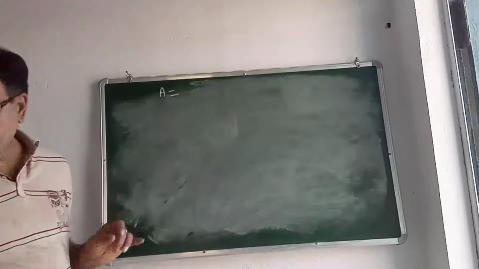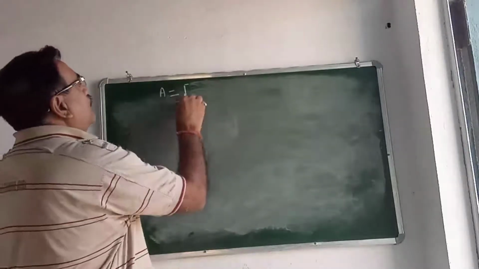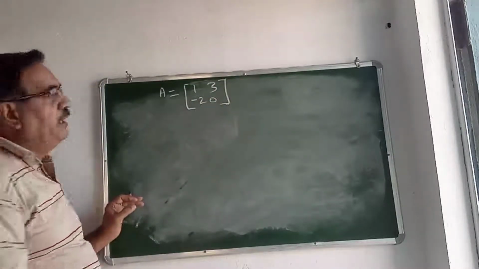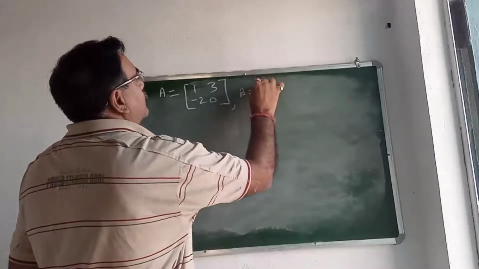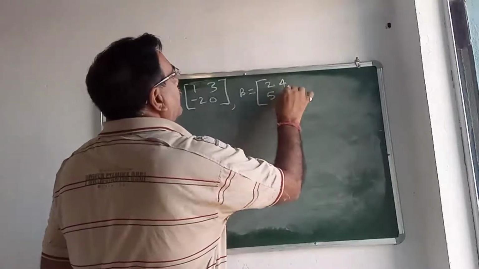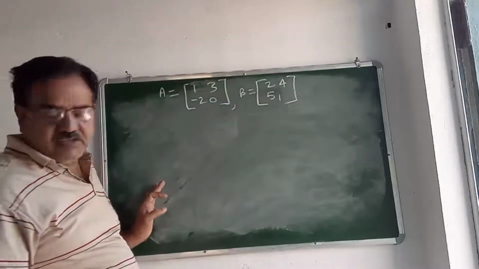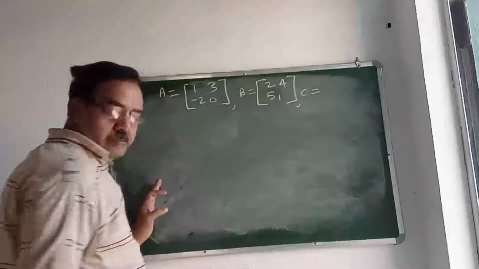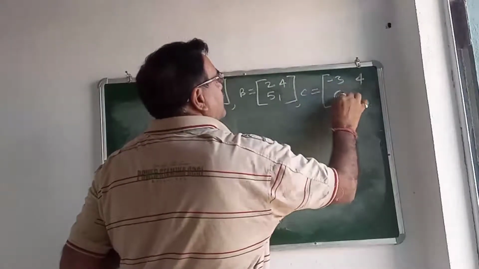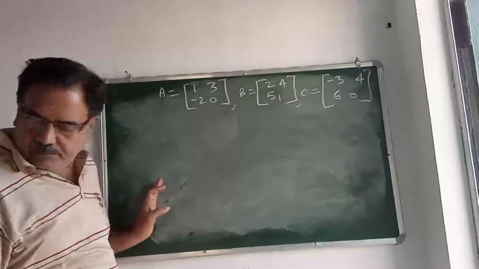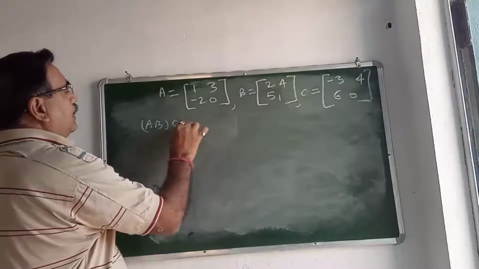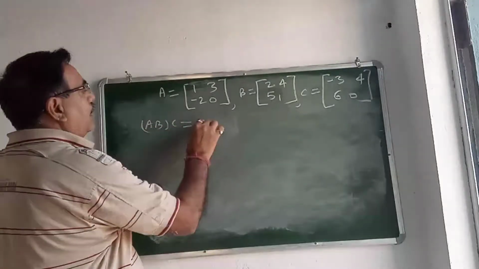A is 1 3, minus 2 0. B is 2 4, 5 1. C is minus 3 4, 6 0. We have to verify that AB into C is equal to A into BC.